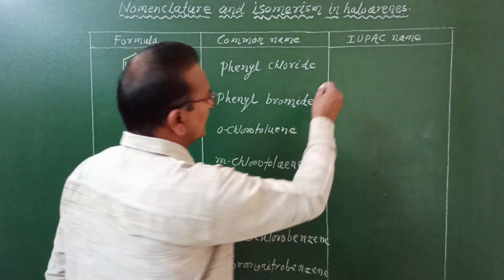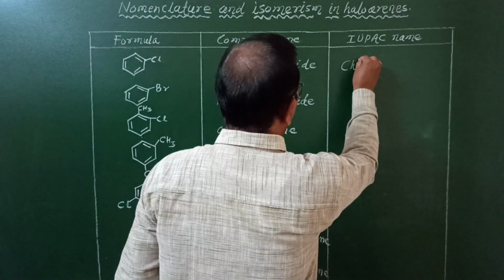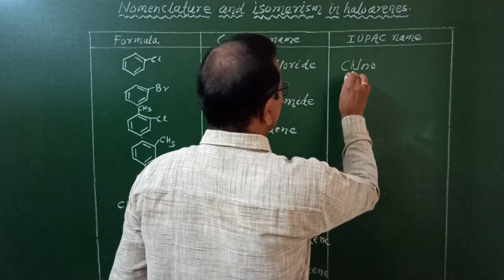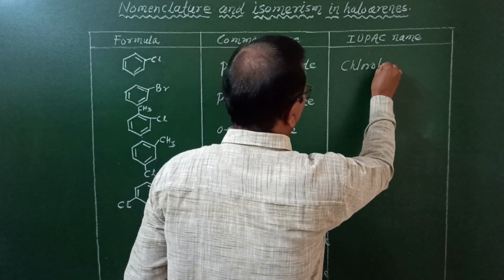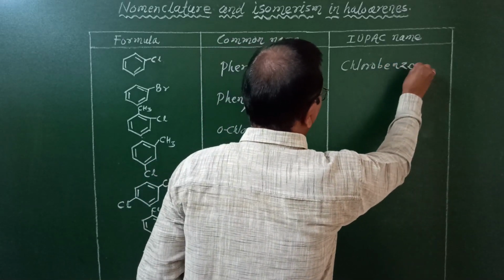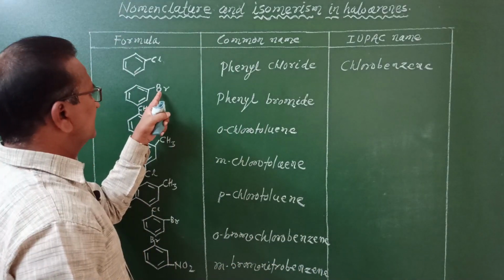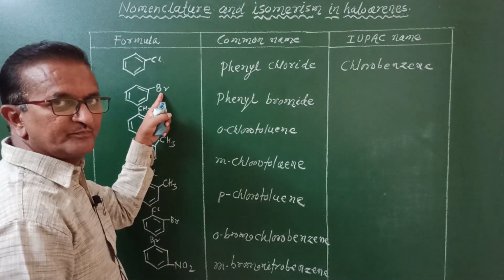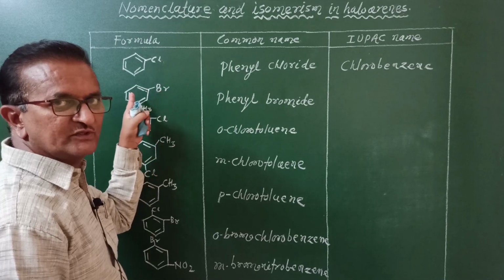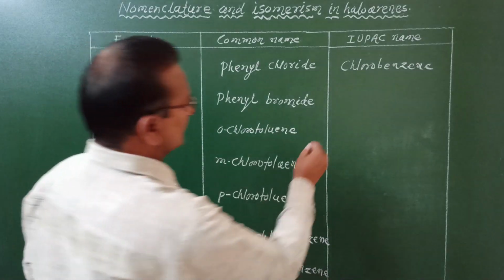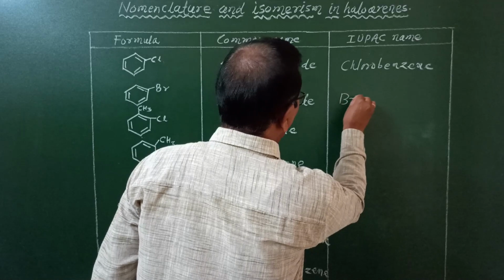Therefore, what is the IUPAC name? Chloro. This chloro is a prefix to benzene: chlorobenzene. What about the next? Here the prefix name is bromo. Since bromine is the substituent on this benzene ring, what is the IUPAC name? Bromobenzene.